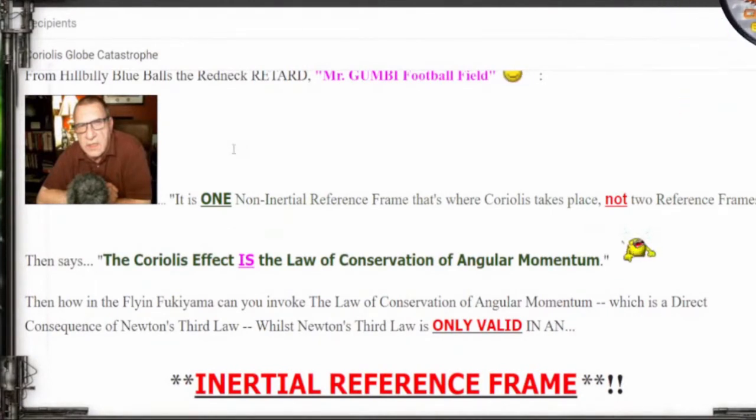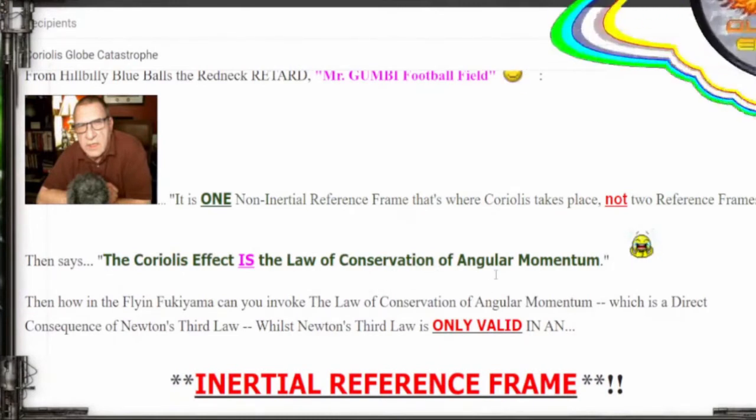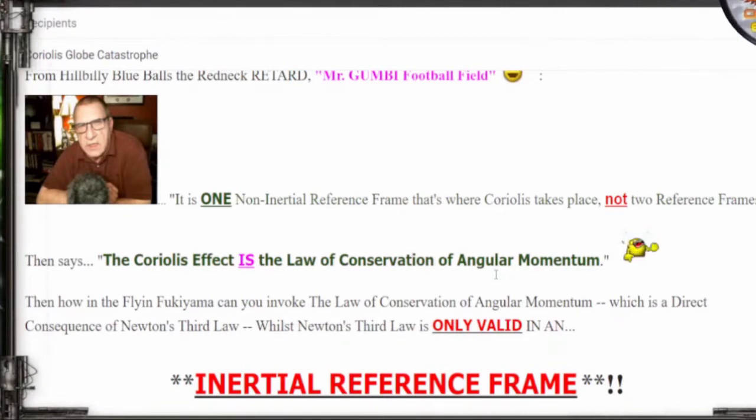It gets worse. Then he says the Coriolis effect is the law of conservation of angular momentum. You folks have heard that out there before. He's not the only one that says that, right? I'm just using him as a poster child example.